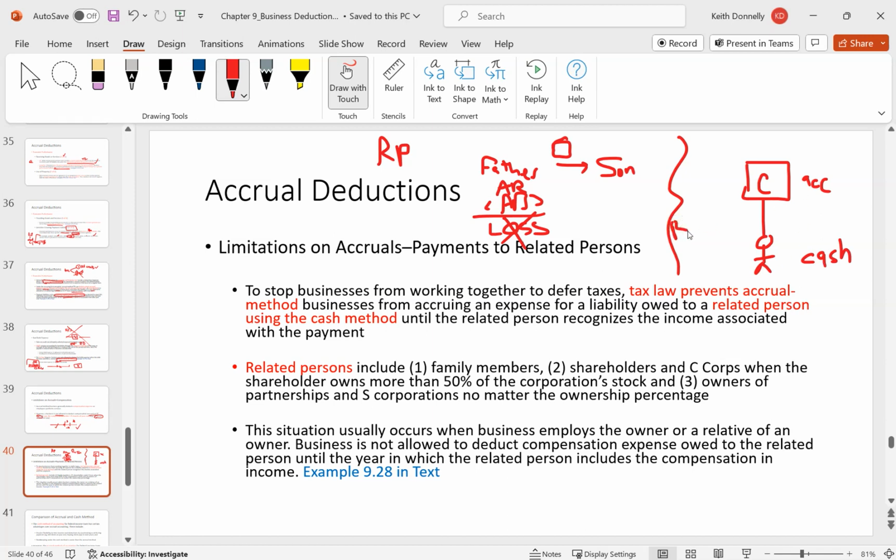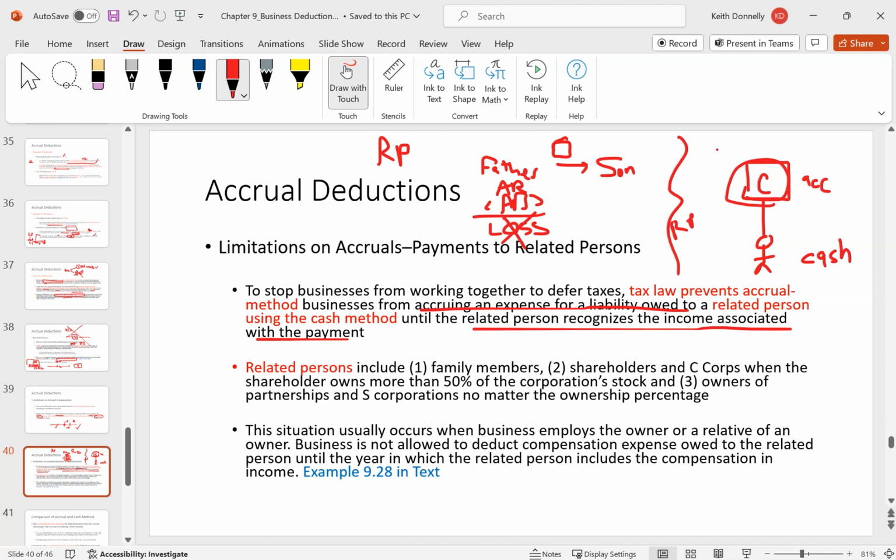Your related parties, in order to prevent them from abusing this with those kinds of timing differences, they say, you, the corporation, right? We're talking about expenses, right? An accrual basis business. You don't get the expense for a liability owed to that related person, so maybe wages payable or something like that, until the related person recognizes the income associated with it, right?